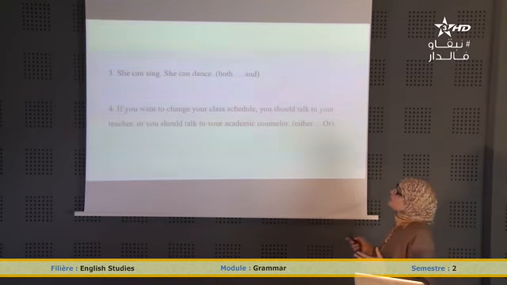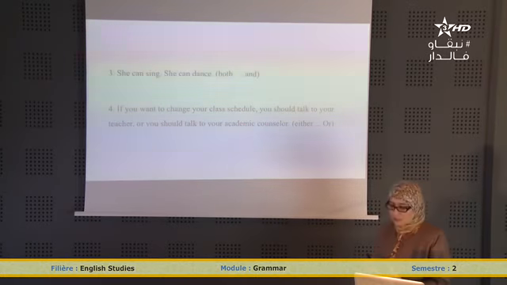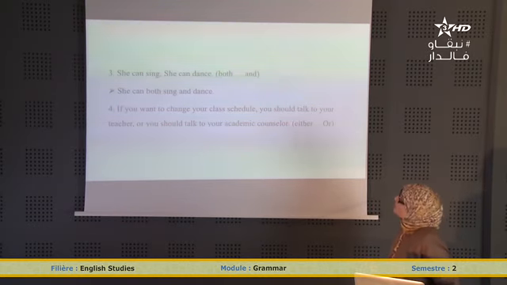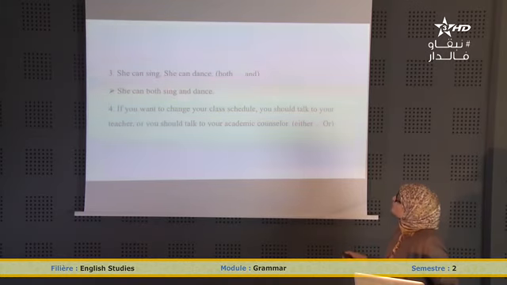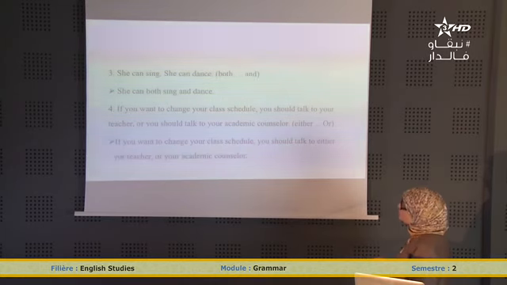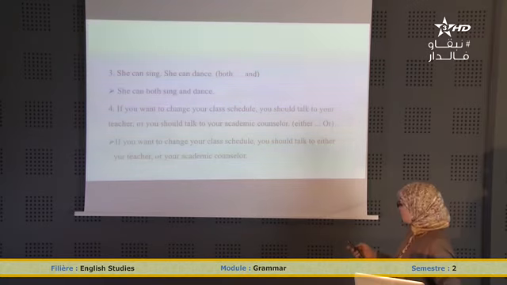Number 3, she can sing, she can dance. Now, if we want to connect the 2 independent clauses using both and, we will have she can both sing and dance. She can both sing and dance. Both sing and dance. Now, if you look at number 4, if you want to change your class schedule, you should talk to your teacher or you should talk to your academic counselor. Now, we need to connect these 2 independent clauses with either or. The answer is, if you want to change your class schedule, you should talk to either your teacher or your academic counselor.